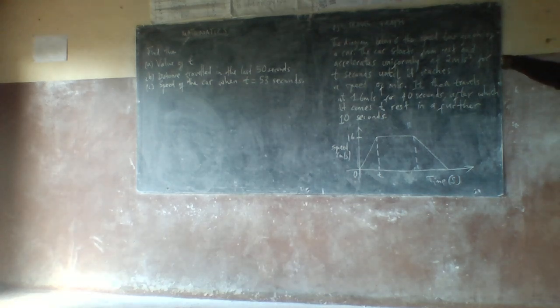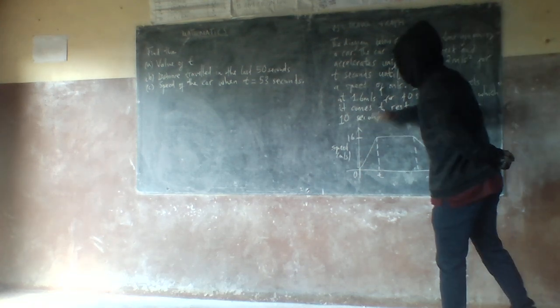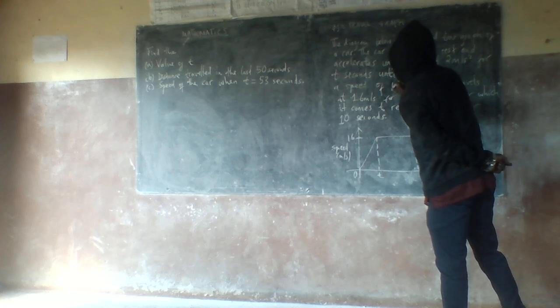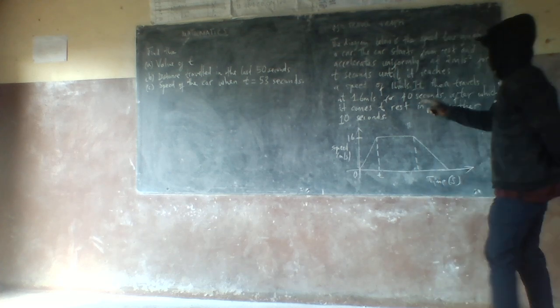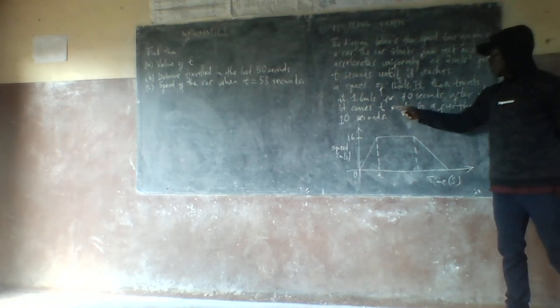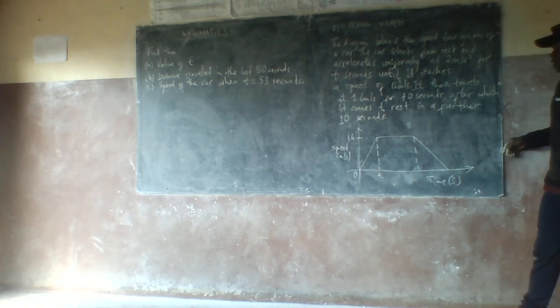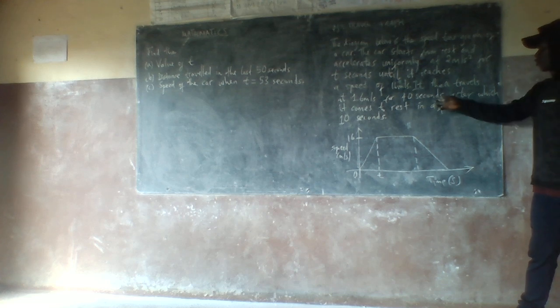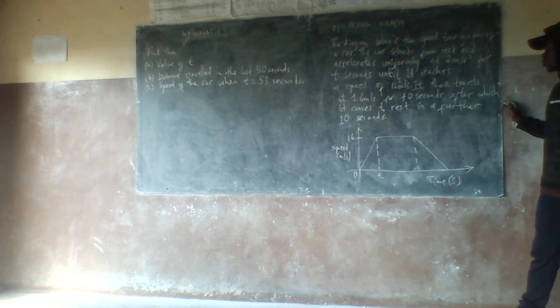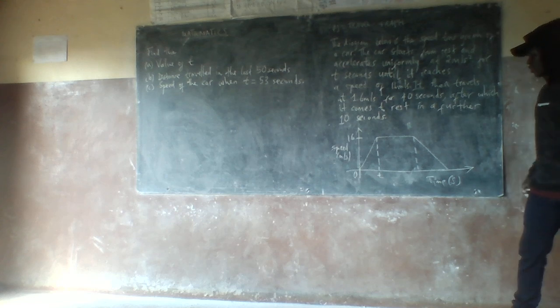We have got the behavioral graph question. The diagram below is a speed time graph of a car. The car starts from rest and accelerates uniformly at 2 meters per second squared for t seconds until it reaches a speed of 16 meters per second. It then travels at 16 meters per second for 40 seconds, after which it comes to rest in a further 10 seconds.